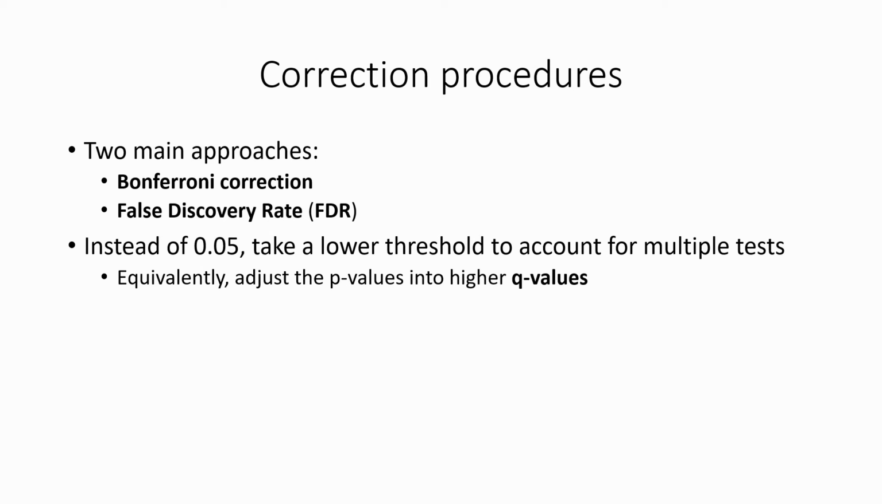Now, the basic idea in all of those correction procedures is that we need to somehow account for the fact that we don't run just one test, we run multiple tests. And the way that we do it is we create a more stringent threshold. So instead of the 0.05, for example, we can lower the threshold and only accept p-values that are even lower than that. Or an equivalent way to do it, instead of taking a lower threshold, we adjust the p-values into higher q-values, which are like the p-values only after accounting for multiple hypothesis testing, and then we can remain with the 0.05 threshold.